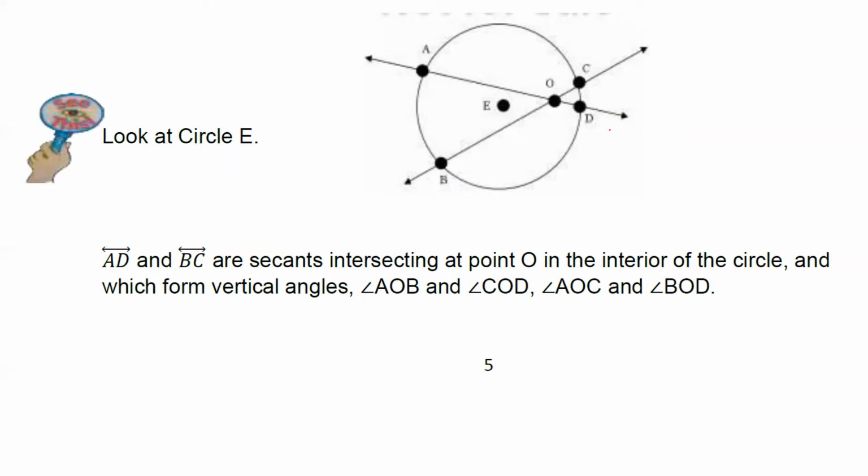Intersecting at point O. Here, the two secants intersect in the interior of the circle. Interior of the circle means nasa laog. If on the circle, nasa circumference. Which form vertical angles, angle AOB and angle COD. Then angle AOC and angle BOD are also vertical.